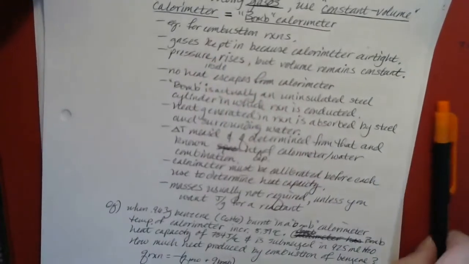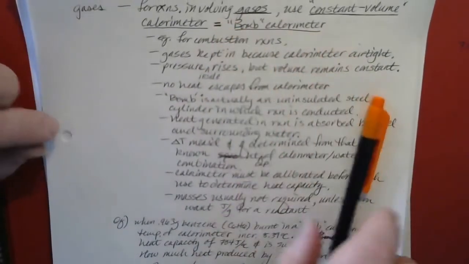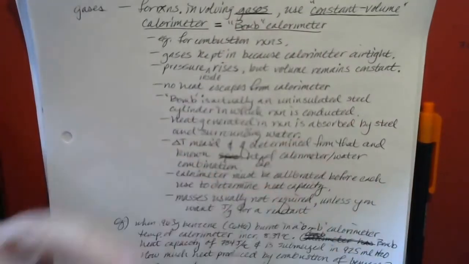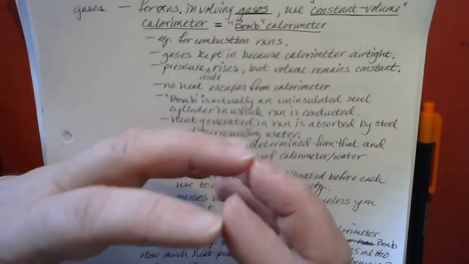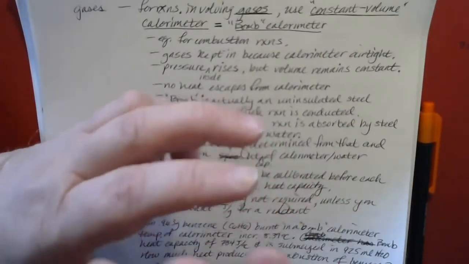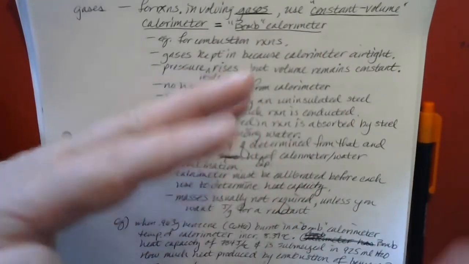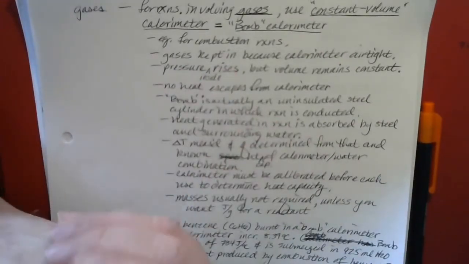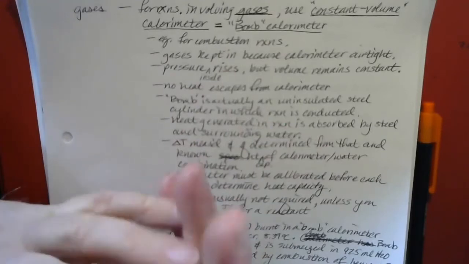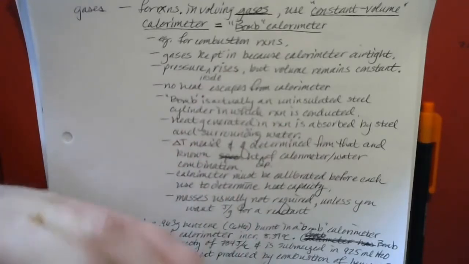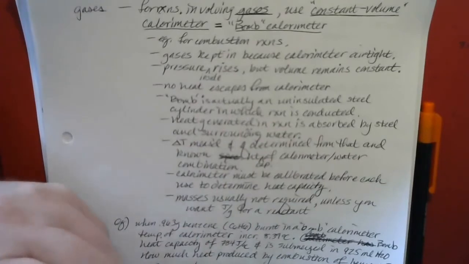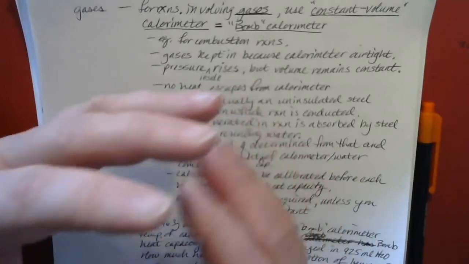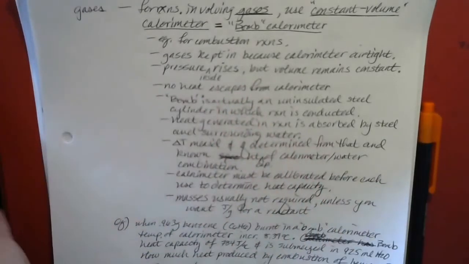And a constant volume calorimeter, or the bomb calorimeter, consists of a stainless steel vessel in which the reactants are placed. And that stainless steel vessel is sealed with a very tight fitting lid so it's airtight. And then it's immersed in water. The stainless steel vessel itself is not insulated. So any heat given off by the reaction will be very quickly absorbed by the metal of the vessel and will be very quickly transferred into the water surrounding it.